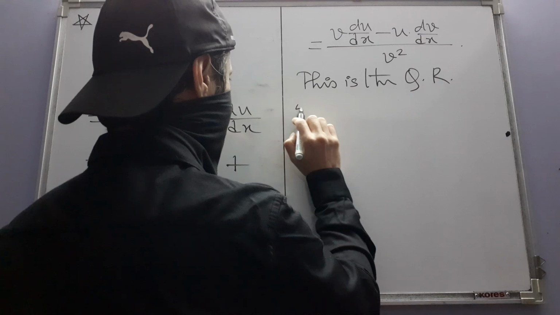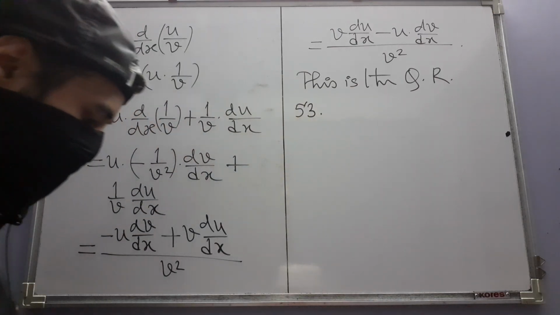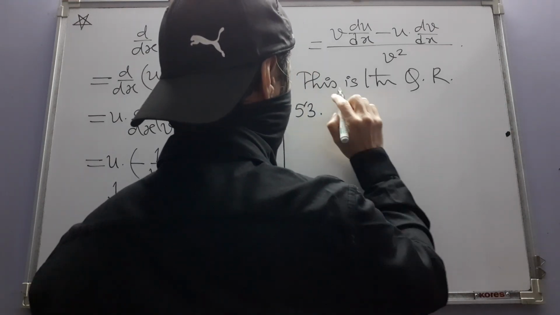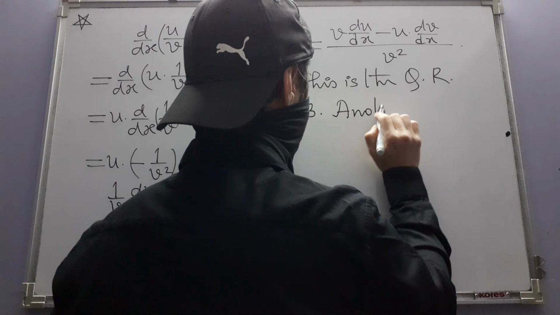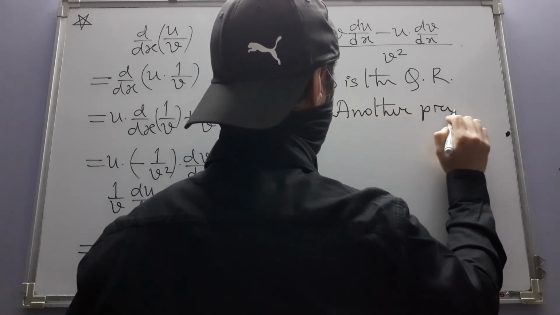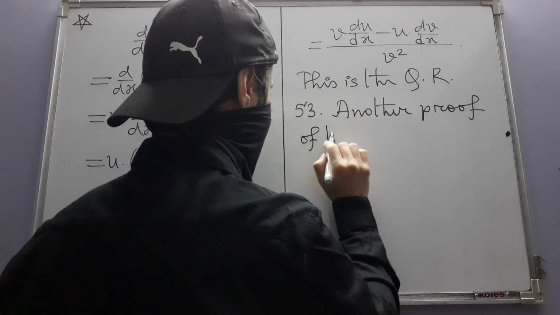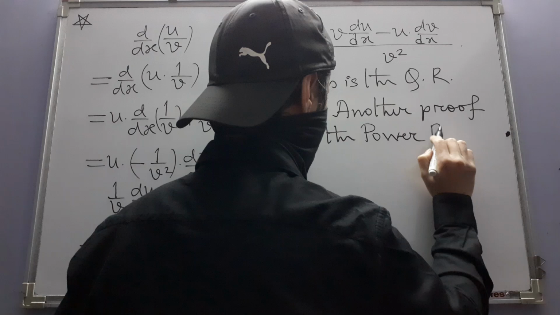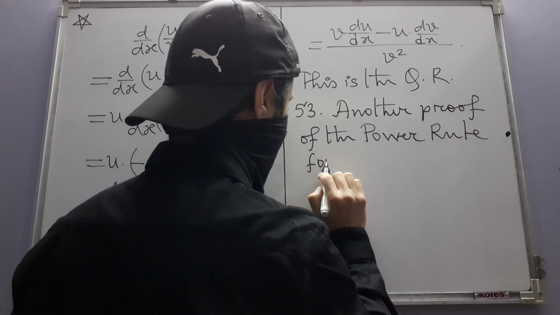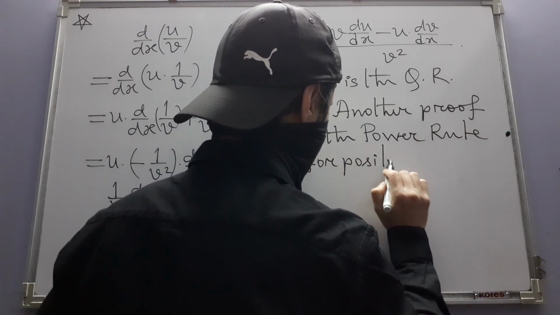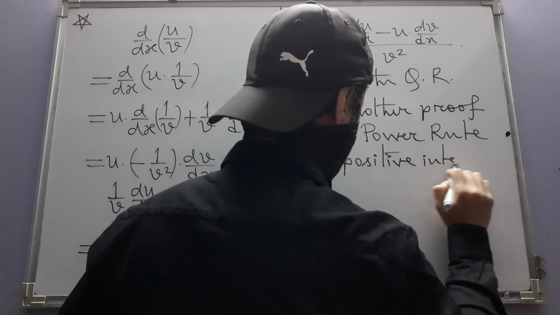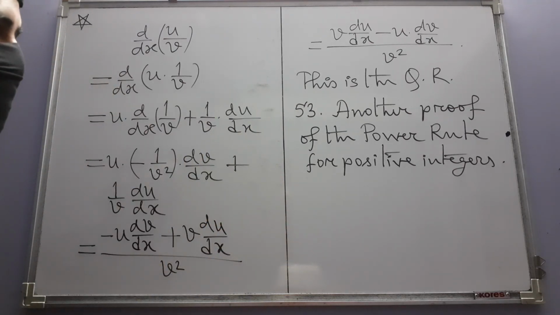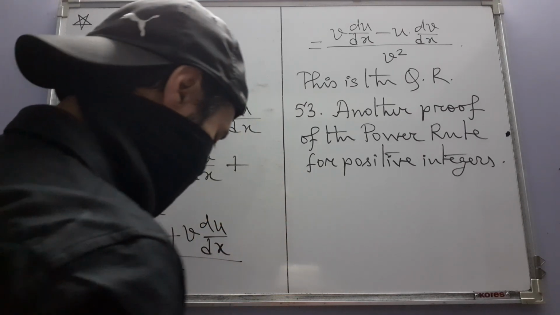Next, 53. Another proof of the product rule. Sorry, not product rule, but power rule, for positive integers. Here positive integer means that the exponent that you have, x to the power n, that n we are talking about, is a positive integer.